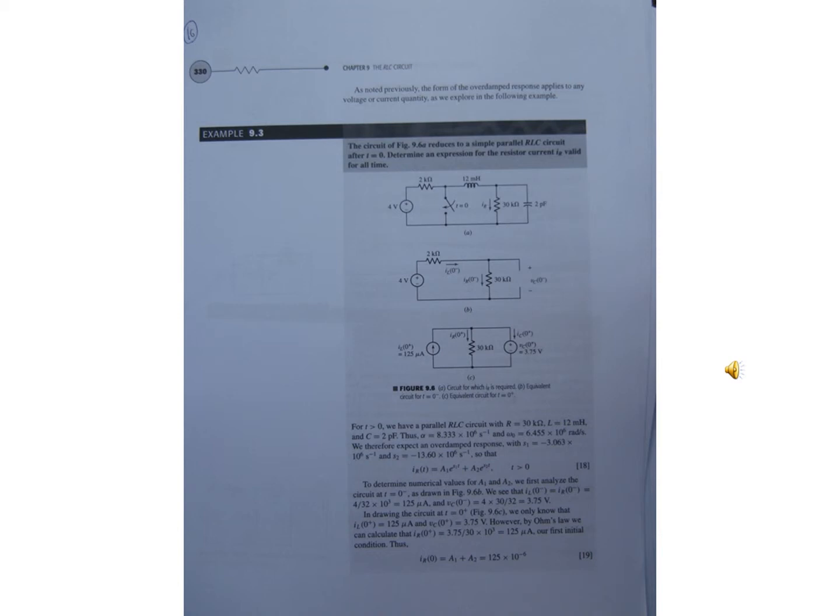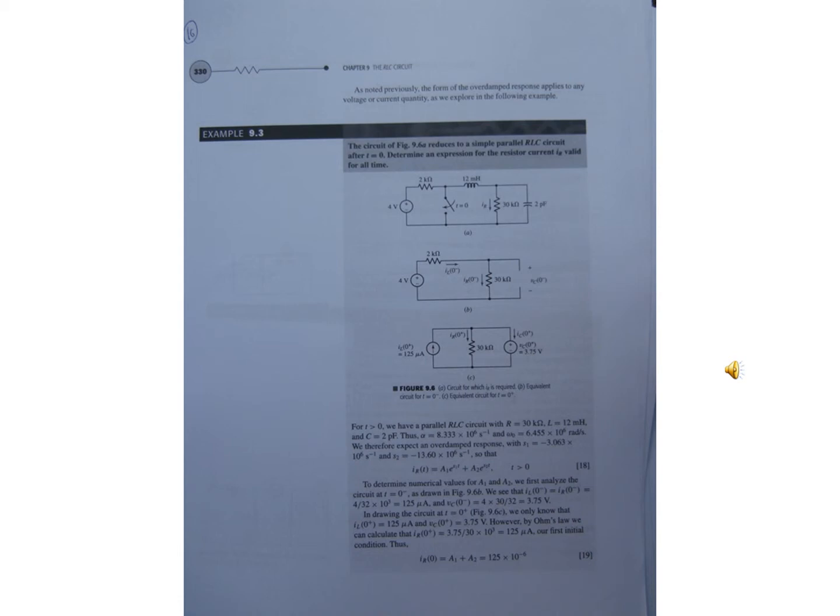In this case, resistor R is 30 kilo ohm, L is 12 millihenry, and C is 2 picofarad. Therefore, alpha can be calculated. Alpha is 1 divided by 2RC. So the alpha value is 8.333 times 10 power 6 per second. Also omega 0 can be calculated. Omega 0 is equal to 1 by square root of LC. So the L value and the C value are substituted, so that we can calculate the omega value.